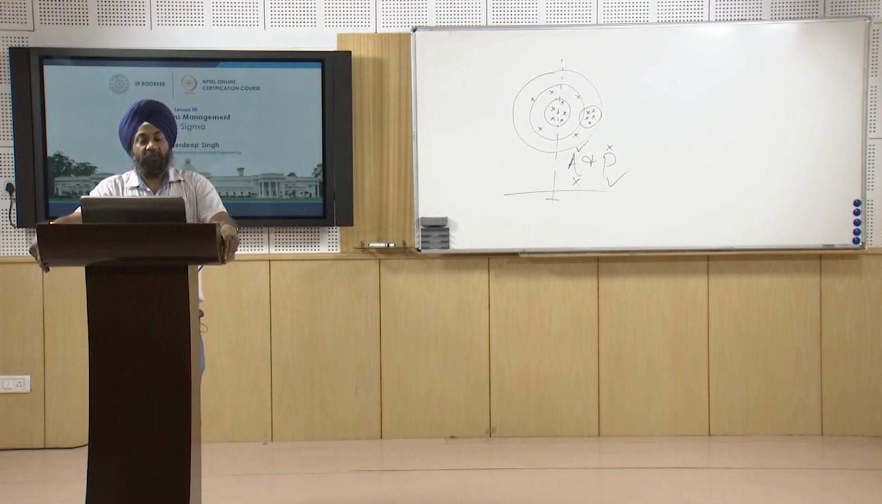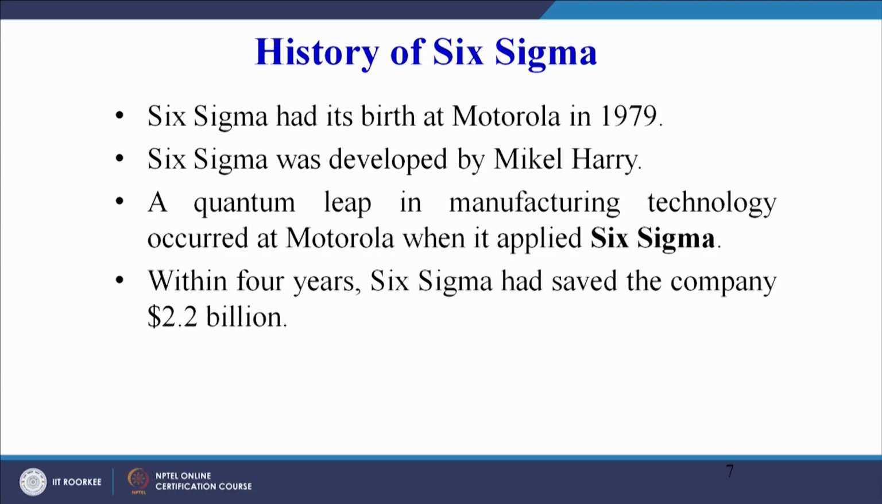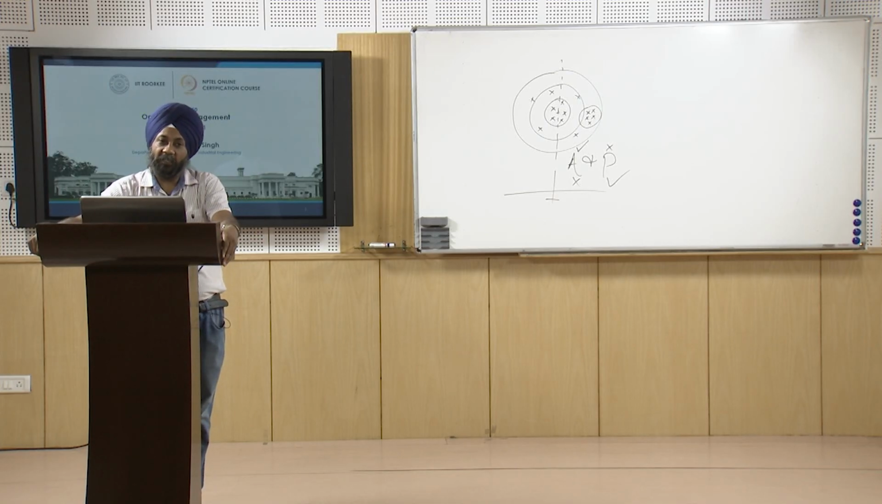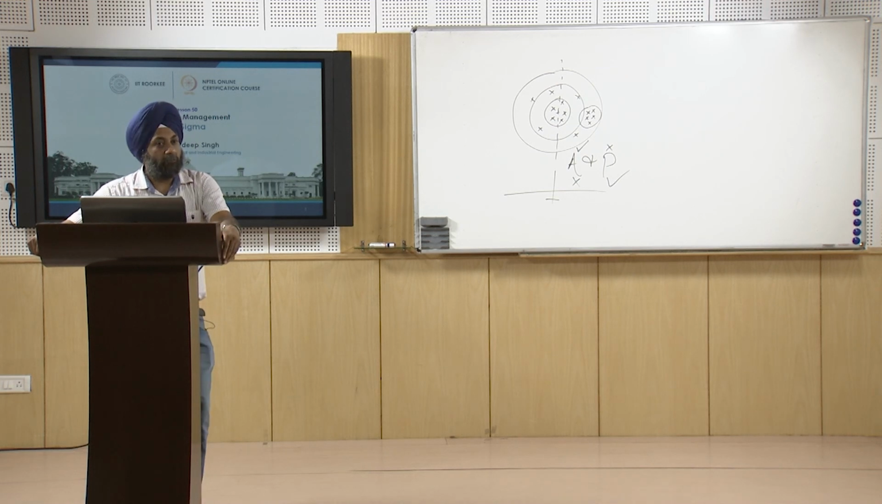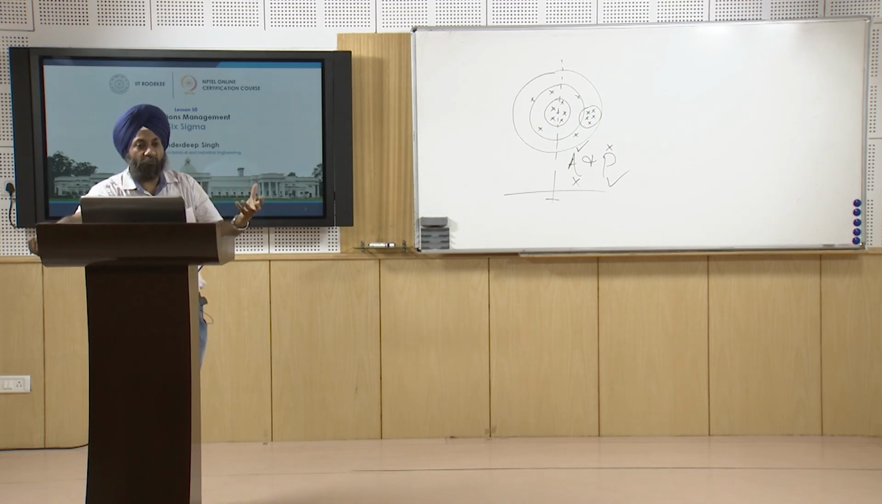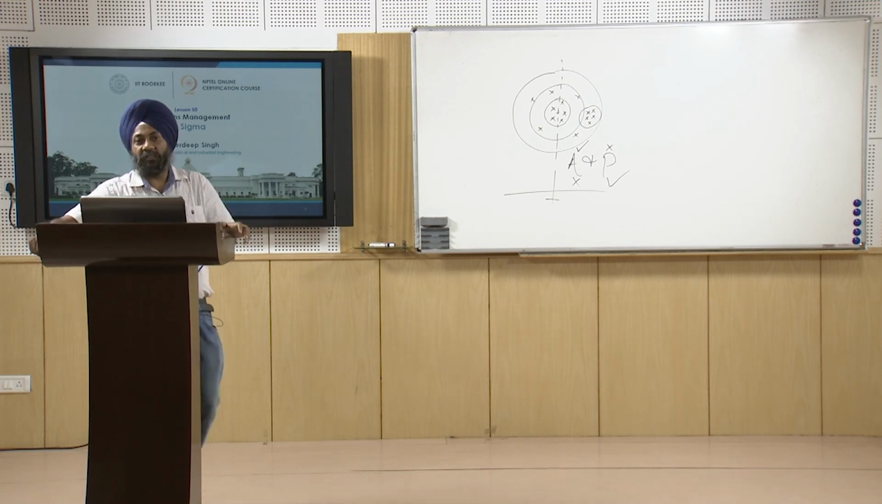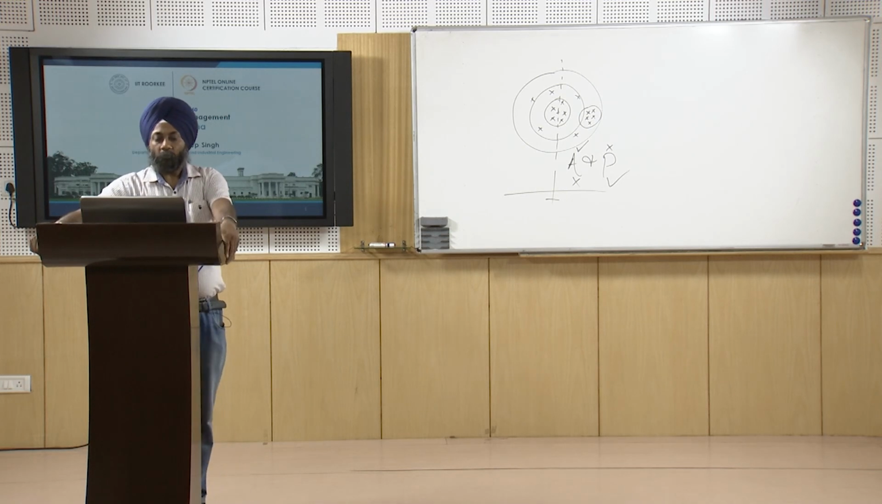Now history of 6 Sigma, I think we have understood the concept of 6 Sigma. Now 6 Sigma was implemented in Motorola in 1979, was developed by Michael Harry. A quantum leap in manufacturing technology occurred at Motorola when it applied the concept of 6 Sigma. Within 4 years, 6 Sigma had saved the company $2.2 billion. So when your defects decrease, automatically your profits will increase, because the rework, scrap and reuse, the wastage will be reduced, and therefore it will automatically lead to productivity as well as increase in the profit of the company.